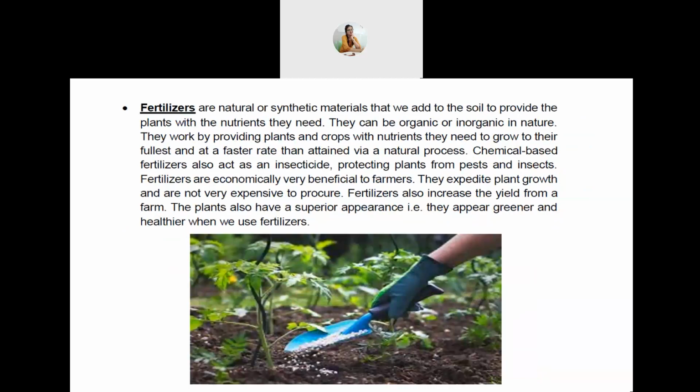Fertilizers are economically very beneficial to farmers. They expedite plant growth and are not very expensive to procure. Fertilizers also increase the yield from a farm. The plants also have a superior appearance, that is, they appear greener and healthier when we use fertilizers.